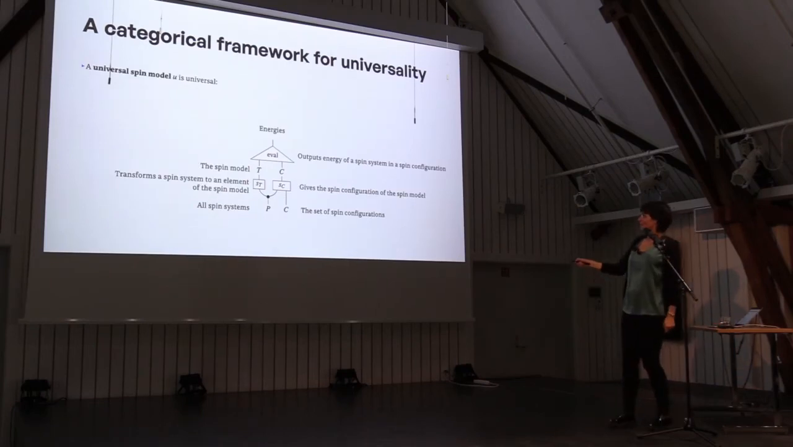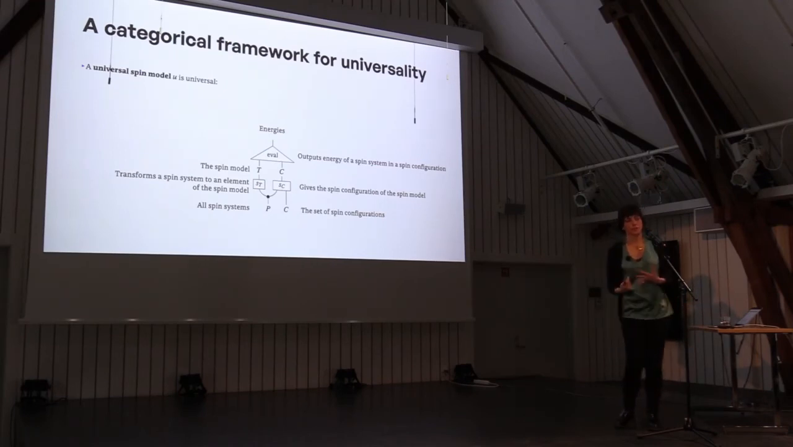For a spin model, this would be all spin systems. This would transform the spin system to an element of the spin model. This would be the spin model. These are the spin configurations. This gives the spin configuration of the spin model. And finally, the behavior are the energies. And it's also universal according to this framework.